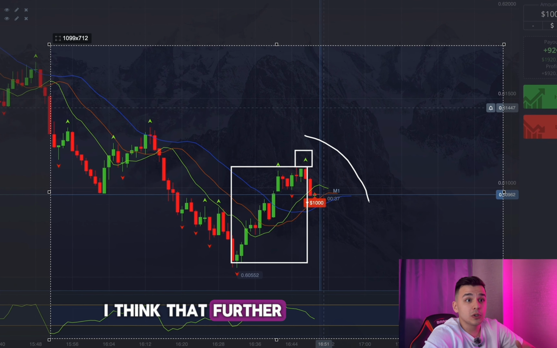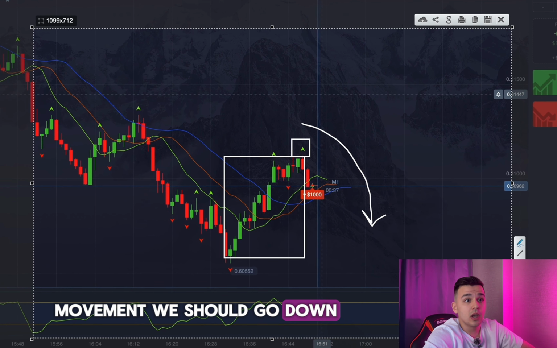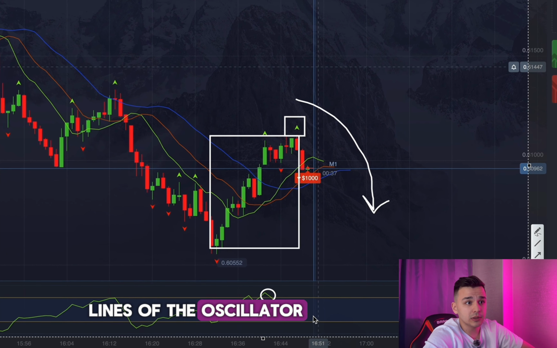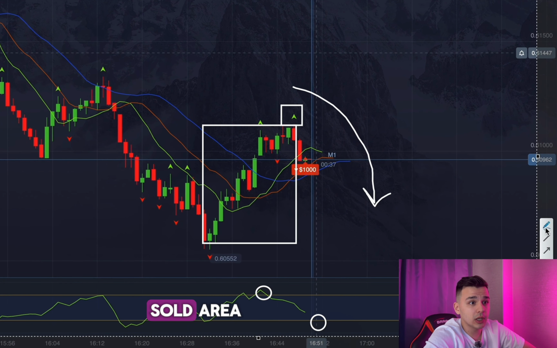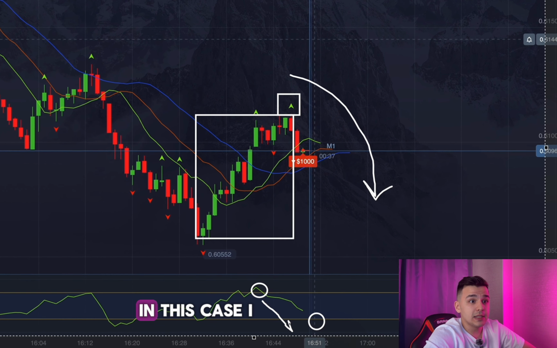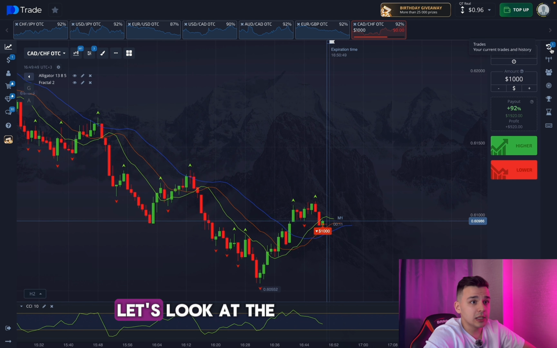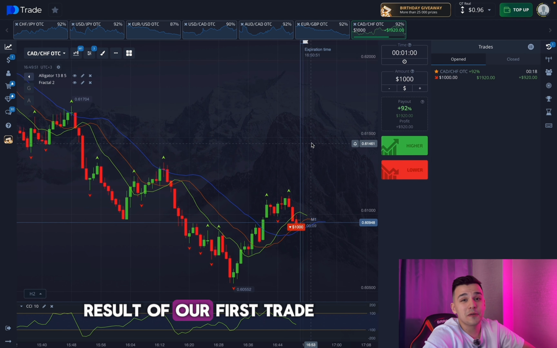I think that further movement should go down. Also, if we pay attention to the moving line of the oscillator, it tends to the oversold area. So, in this case, I open the deal on the downside. Let's look at the result of our first trade.